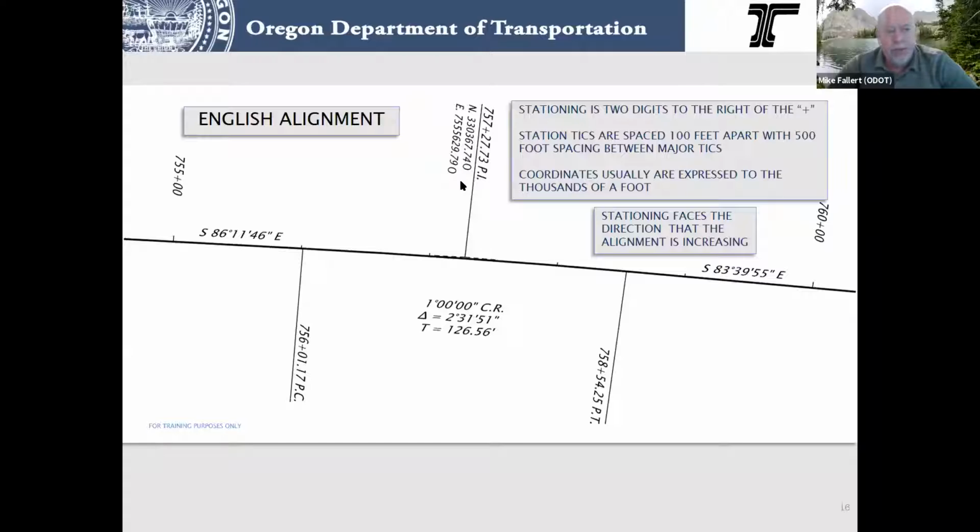Coordinates, we put PI coordinates on there also so that with the alignment you can use coordinates to recreate it or its relationship if you need to, as far as bearings and that, which can change. And they're usually to thousandths of a foot, 3 digits. And another thing is that all of our stationing faces ahead on alignment. So that helps you know what direction things are going.